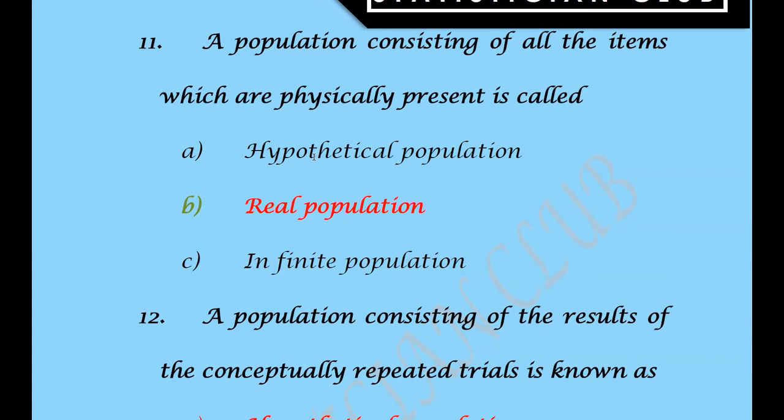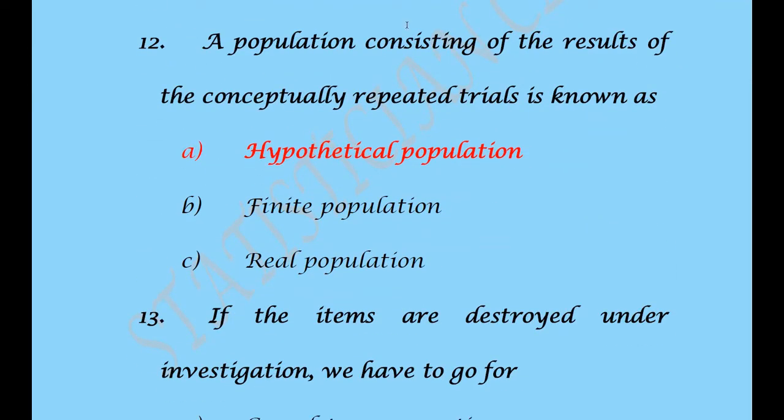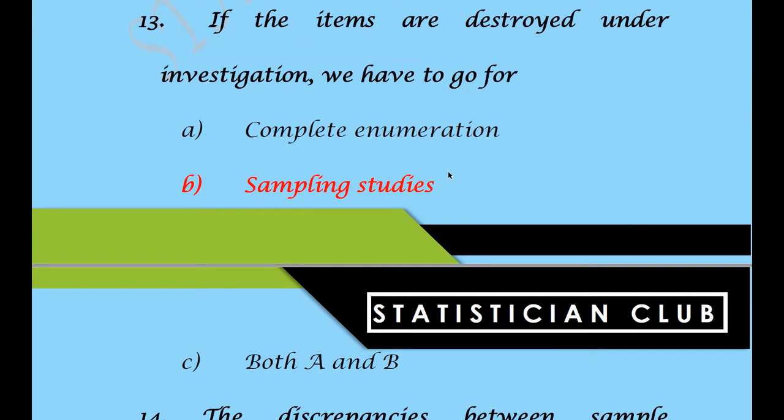A population consisting of all the items which are physically present is called hypothetical population, real population, infinite population. Right answer is real population. A population consisting of the results of the conceptually repeated trials is known as hypothetical population, finite population, real population. Right answer is hypothetical population, because conceptually repeated trials means hypothetical. So this word conceptually repeated shows this is hypothetical population. If the items are destroyed under investigation, we have to go for sampling studies.